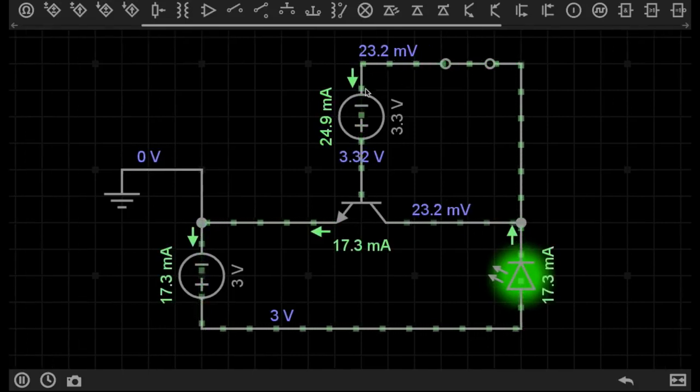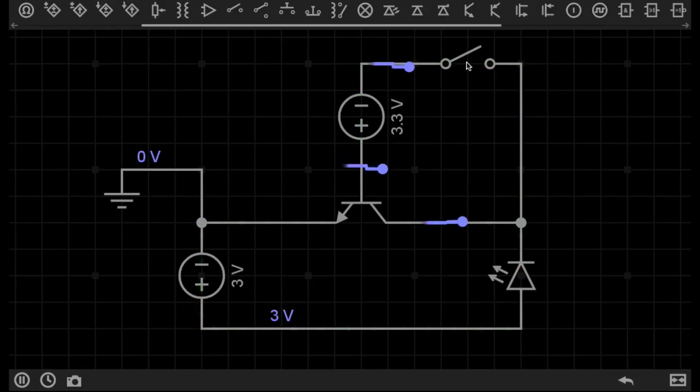I have a switch connected to the second power supply, which supplies voltage to the base of the transistor. If I turn this power supply off by disconnecting it, you can see the circuit below it stops as well, because now the transistor is back to its non-conductive state, because voltage is not being applied to the base of the transistor.